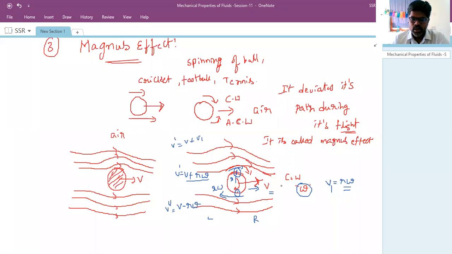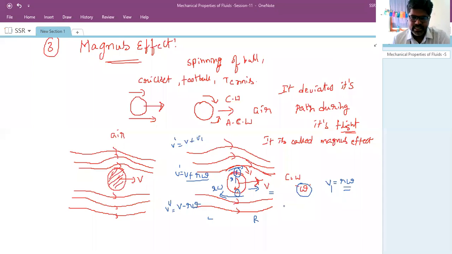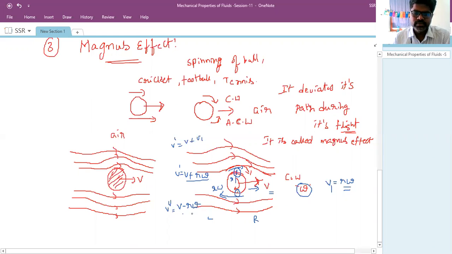Okay, right. So while the ball is rolling in the air medium, that is during flight, it is spinning with a horizontal speed v. So the total speed at the topmost point of the ball is v plus r omega, and at the bottommost point it is v minus r omega. Okay, so this is the first important point.